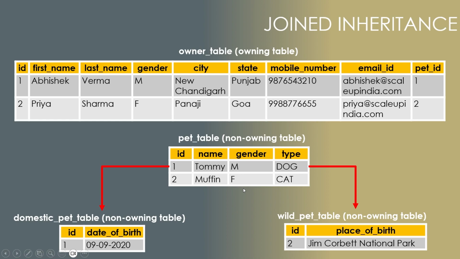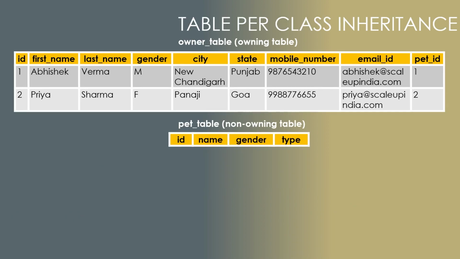So that is one of the disadvantages of joined inheritance here. And hence comes up our third strategy, which we call table per class inheritance. Now how is this going to be different? So let's see. Your owner table is going to remain the same without any change, and your pet table will also look something like this. You will say that this is the same pet table you were using in the joined inheritance. Again we are having only the common columns here like ID, name, gender and type.